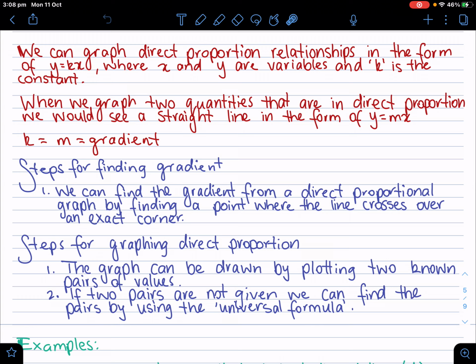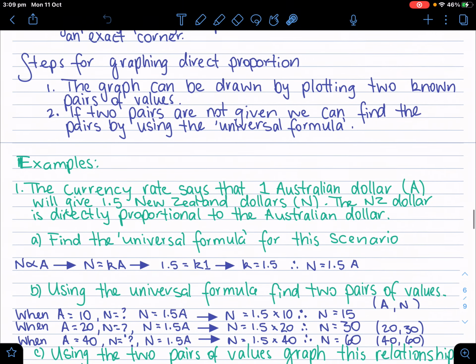The next thing is, how can we graph direct proportion? Well, because direct proportion is a straight line, we know we can graph any straight line by finding two known pairs of variables, two known x, y coordinates. If two pairs are not given, we can find the pairs by using the universal formula. The universal formula is something that you should know from the direct proportion video. Let's go put all of this in action.